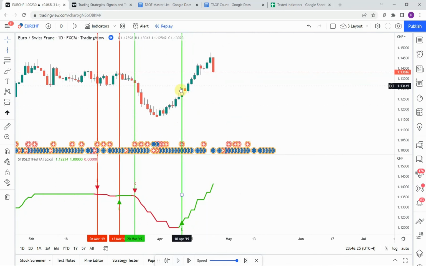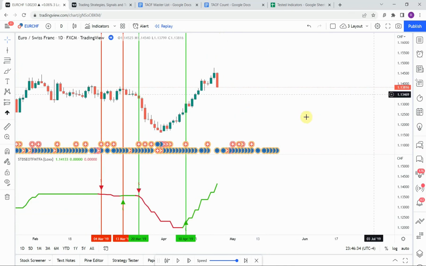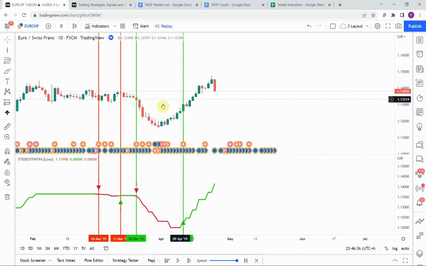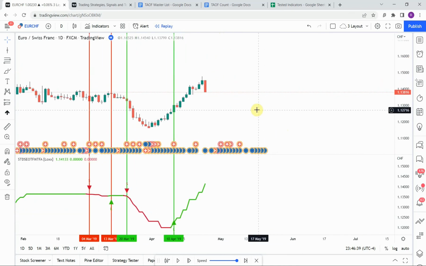All right, we then pick up a long right here. You can see that we get that L and the green arrow, switch in the line. We enter right here and a really nice push to the upside there. And that one does get us to our take profit as well.